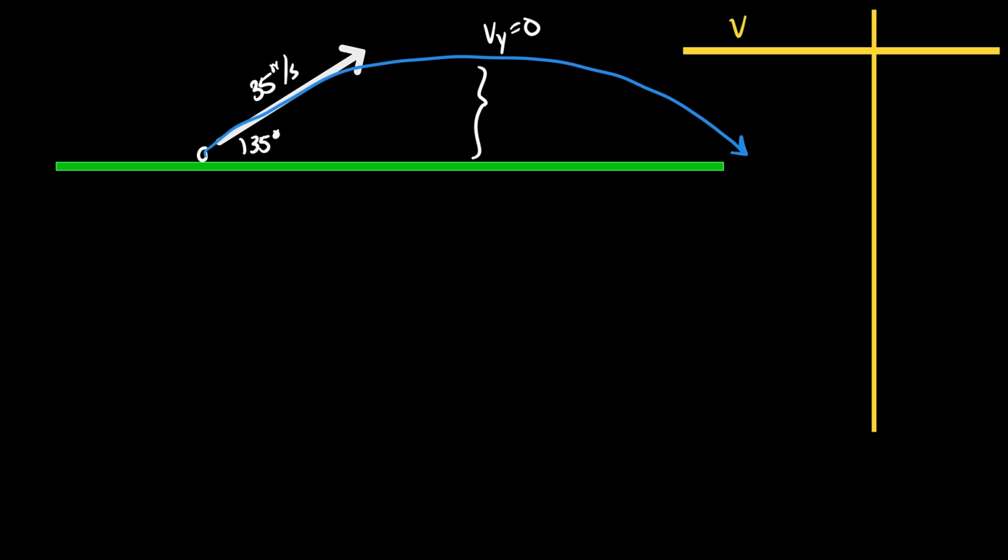So the vertical side, I'll have delta y. I don't know. We're actually looking for that. How high does the ball go? What is its max height? So I want delta y.